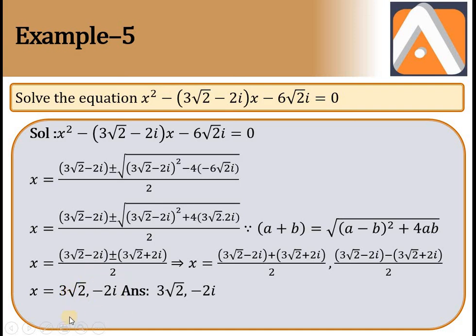See, one thing we should observe: here 3 root 2 is the real number and minus 2i is the complex number. So up to 10th standard, any quadratic equation with real coefficients will either have 2 real roots or 2 non-real roots. But see, if you take complex coefficients, the roots may be both real, both non-real, one real and one non-real. That depends on the coefficients. So we have taken complex coefficients. When you are taking complex coefficients, there is no compulsion for both roots to be real or both roots to be complex.